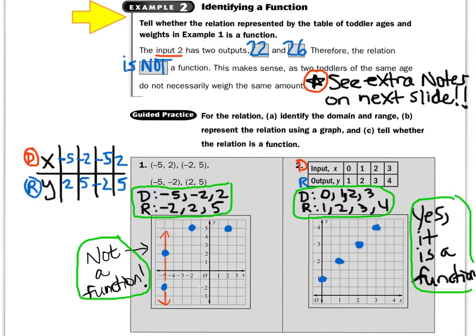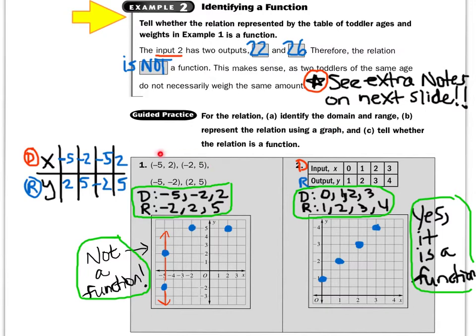And then (-5, -2), so I start at the origin, I go to the left 5, and then get in the elevator, go down 2, and I put a dot. And then (2, 5), so I start at the origin, I went to the right 2, and then I get in the elevator and go up 5 and put a dot. Okay, so I graphed it. Now, I want you to talk to me about the domain.